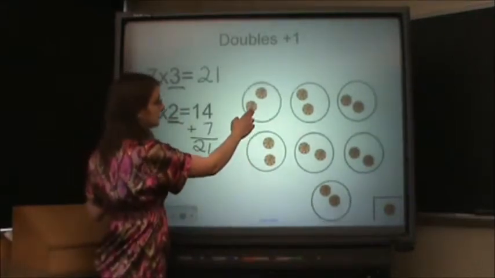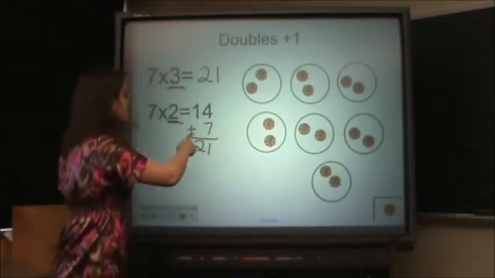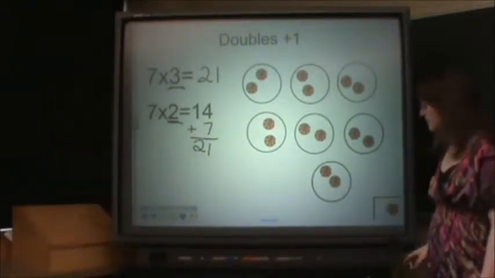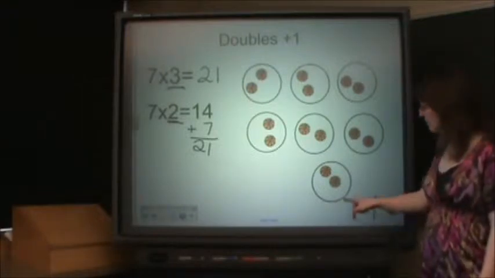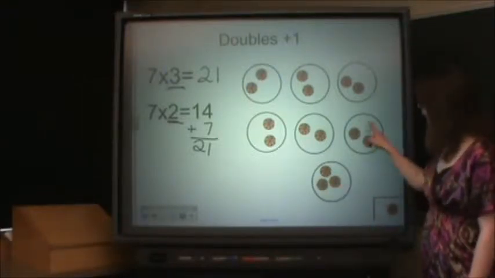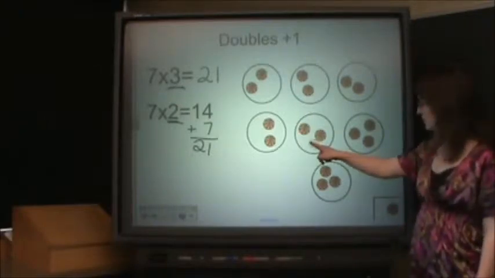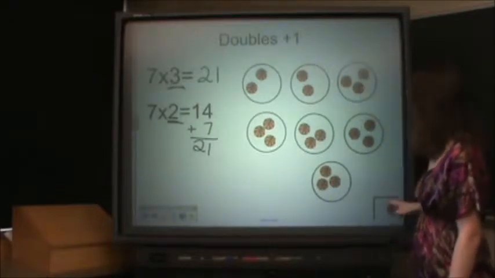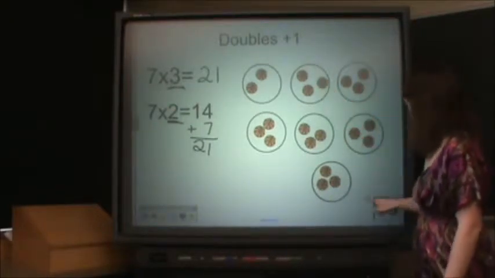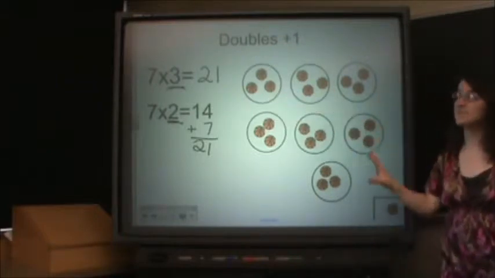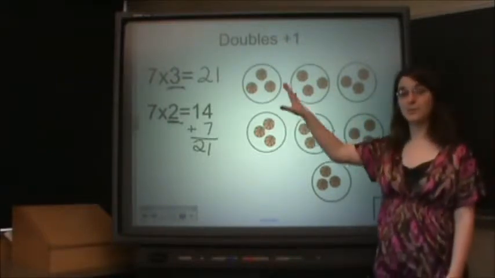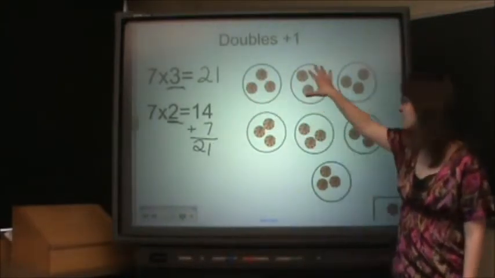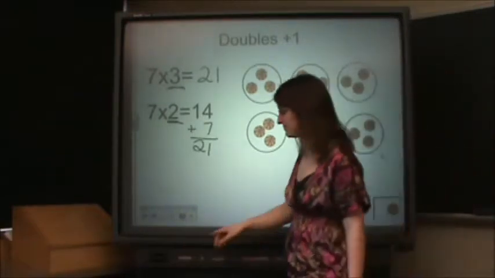Here, I've drawn 7 sets of 2, okay? So this is the representation of this problem. All I have to do to get to 7 sets of 3 is add 1 basketball to each group. So I've added 3 so far. 4, 5, 6, 7. So I just added 7 basketballs to the already 14 that I had. 14 plus 7 gets us to 21. If I counted all these basketballs, I would get to 21.